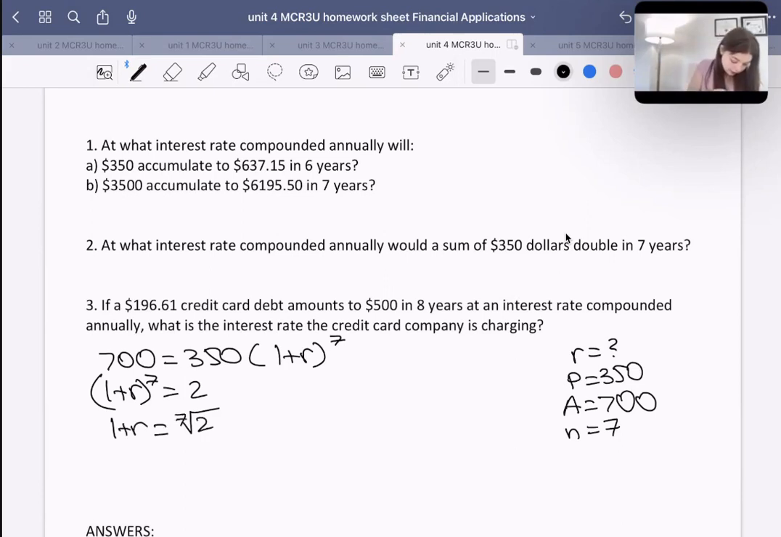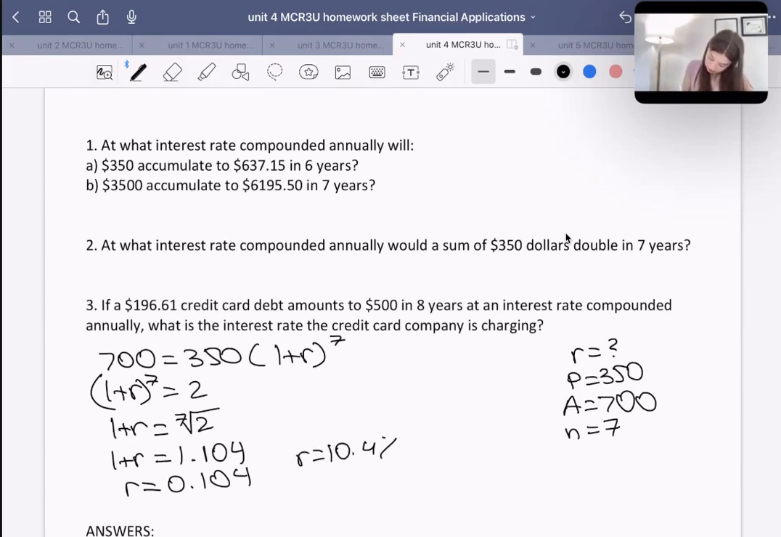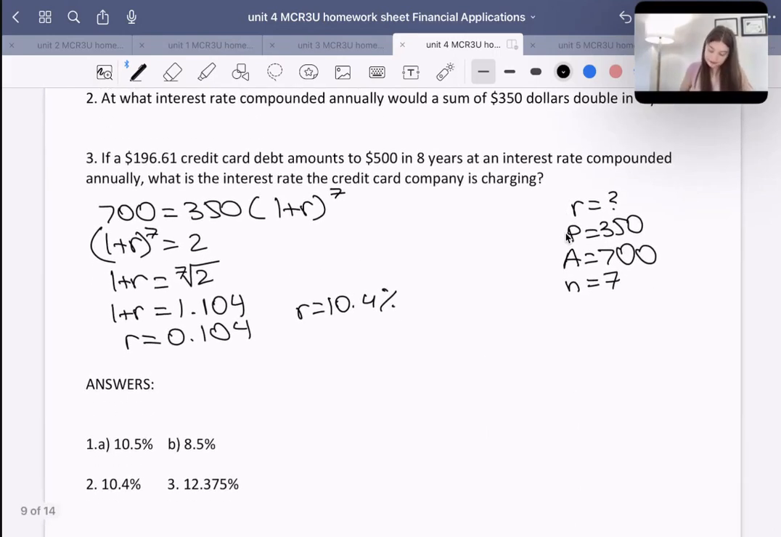So let's do that. We're going to need our calculator to find the seventh root of 2, which is 1.1, it turns out, approximately. Or I guess 1.104 if we want to get some more decimals in there. And so that means that r is equal to 0.104, or in percentage terms, 10.4% is our rate. And yep, that is exactly what the answer says, that the rate would be 10.4% if we were to double that money in 7 years, compounded annually.